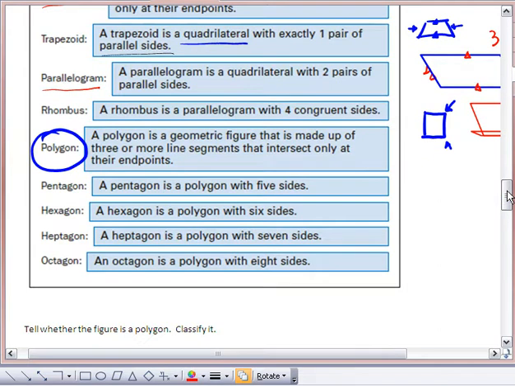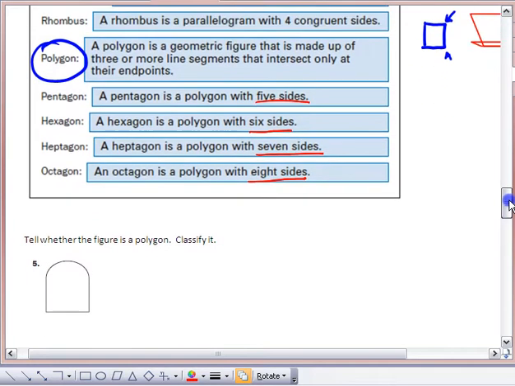A pentagon is a shape with 5 sides. A hexagon has 6. A heptagon has 7. And an octagon has 8. All of these are polygons. Okay, let's learn a little bit more about it.